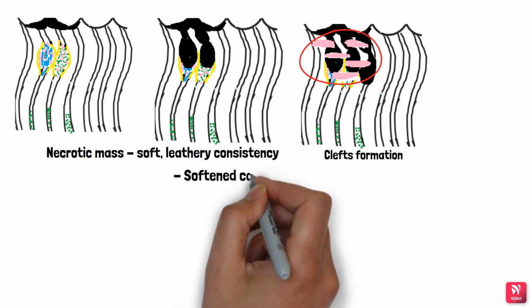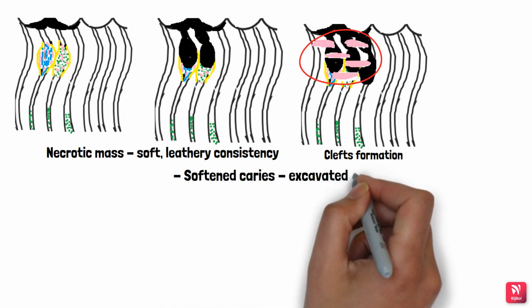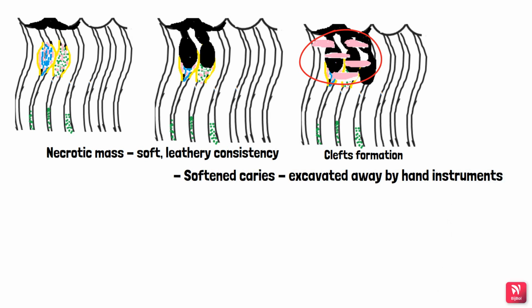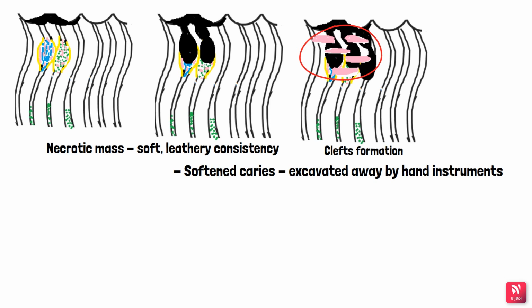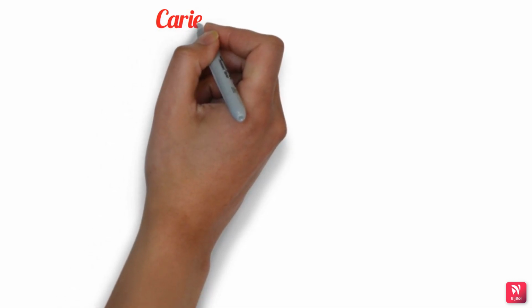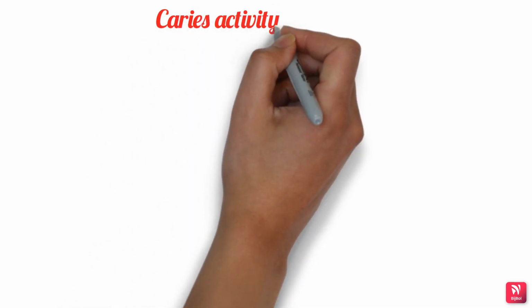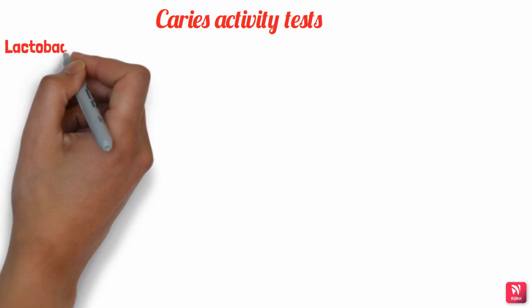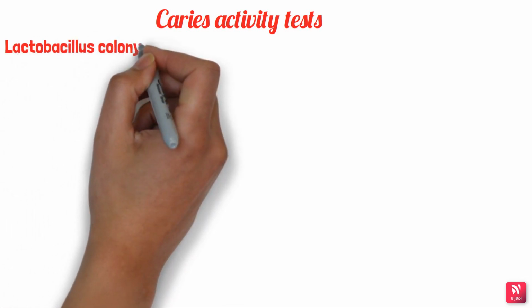All this softened necrotic dentin, that is softened caries, clinically, if you see that blackish appearance, that is nothing but softened caries, which can be excavated by hand instruments. So this is about dentinal caries and altogether about histopathology of dental caries. Now let's move into caries activity tests.